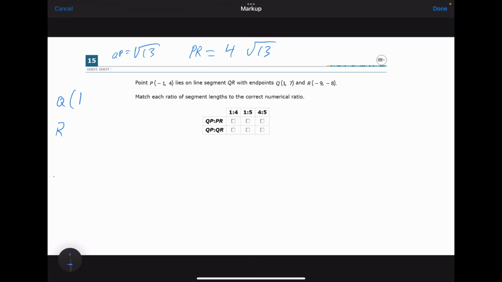Q is equal to 1, 7, which we're going to call X1 and Y1. And then here R is equal to -9, -8. And again, one last distance formula. So here we have, I didn't label these, let's label this X2, Y2. So we're going to do -8 minus 7 squared, -9 minus 1 squared.